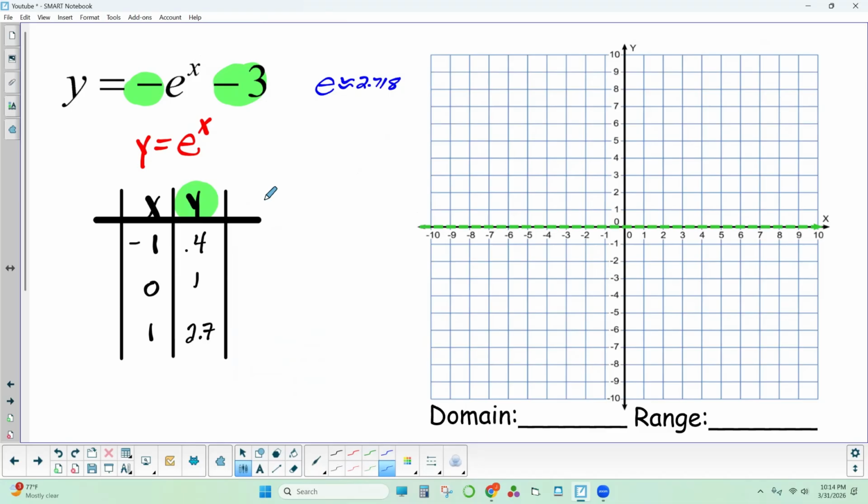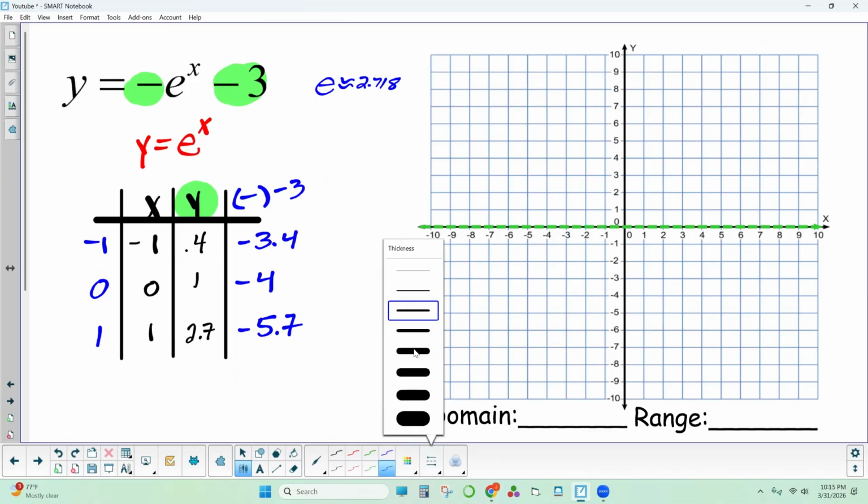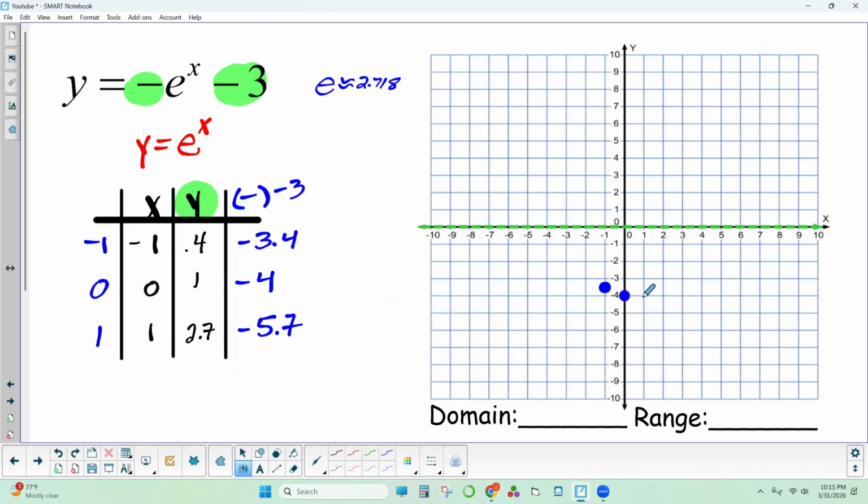Okay, so I'm going to write the top. I'm going to multiply by negative 1 and subtract 3. All right, so if I take 0.4, take the opposite, subtract 3, I have negative 3.4. Take the opposite of 1, subtract 3, I have negative 4. Opposite of 2.7 minus 3 is negative 5.7. Okay? And of course, nothing happened with x. So I'm going to take these points, transfer them over to the graph. I've got (-1, -3.4), (0, -4), and (1, -5.7).